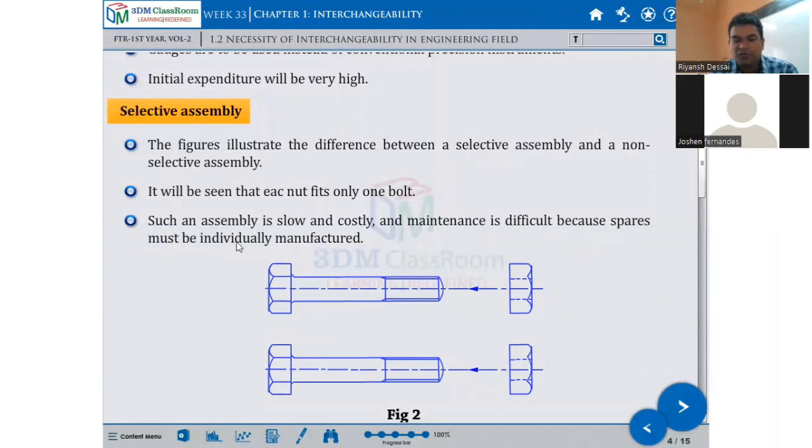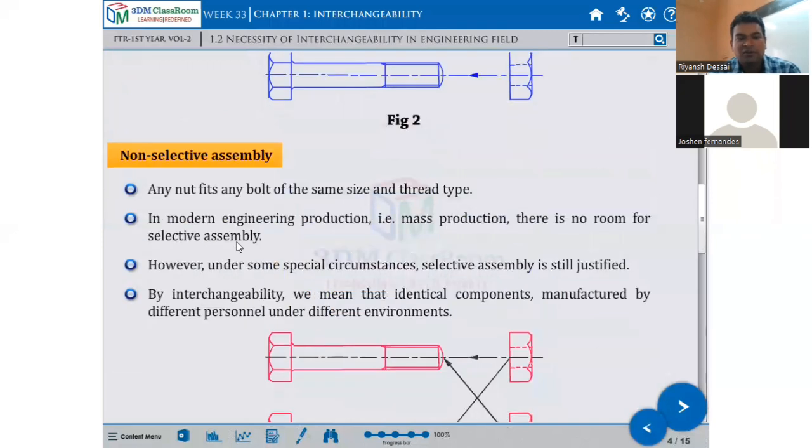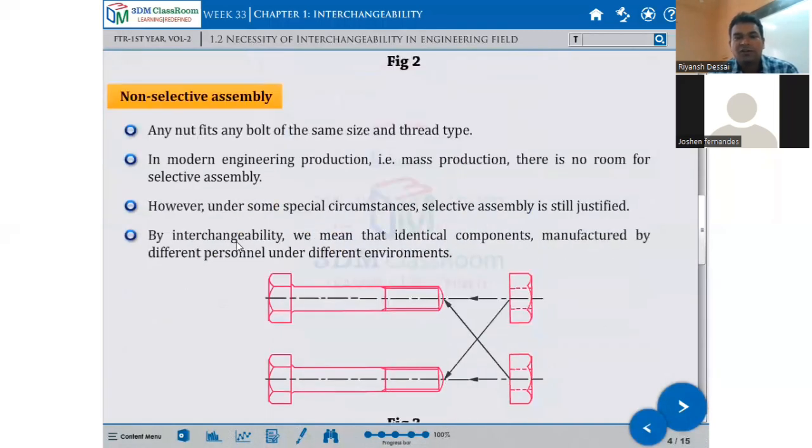In the selective case, it must be manufactured individually, with related dimensions, everything. And non-selective is any nut fits on a bolt of the same size and fit. In modern engineering production, the mass production, there is no room for selective assembly. However, under some special circumstances, selective assembly is still justified.